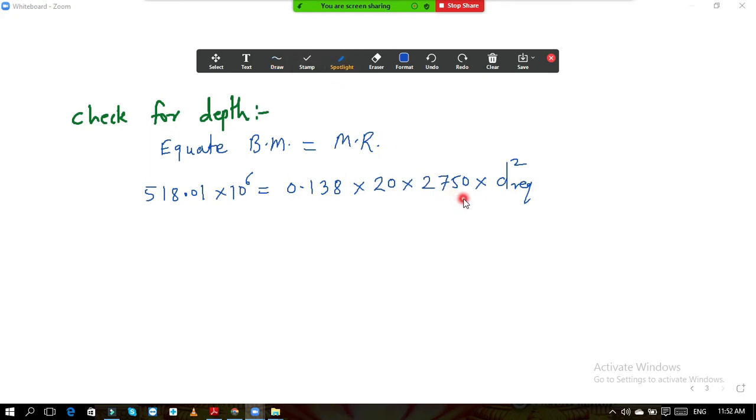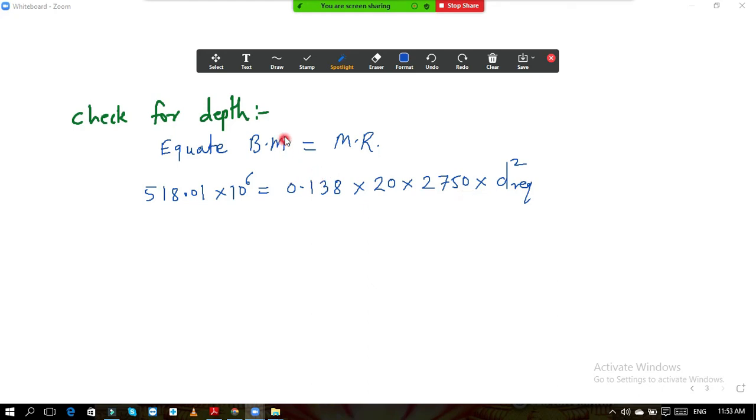Okay. Nowhere have we made the assumption of considering per meter width analysis or assuming 1 meter width in this footing. We assume 1 meter width in the case of a slab. Okay, in the case of footing now it is 2750 is the width.